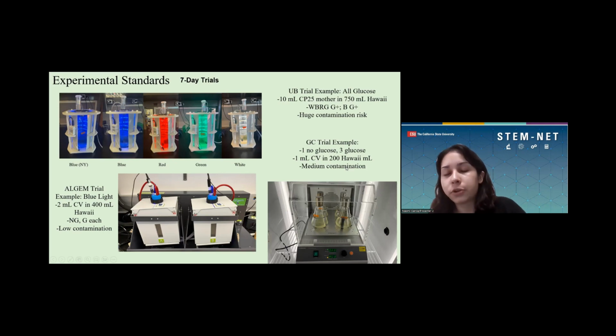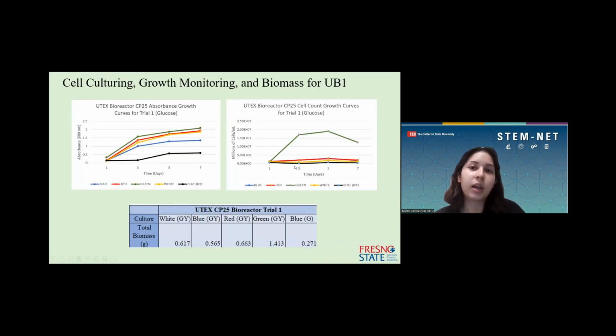So we had 1 culture with glucose, 3 without glucose. We had the same ratio of CV species as to Hawaii media. And we had medium contamination risk because we did have to take more samples in the run. So here is the data for the UTEX bioreactor. The first trial, we can only do 1 of them with the glucose.